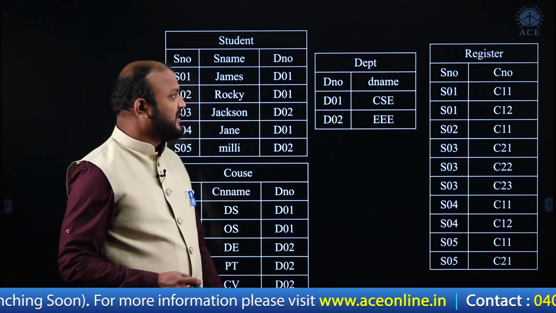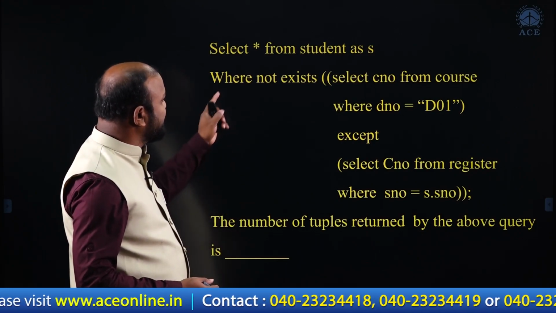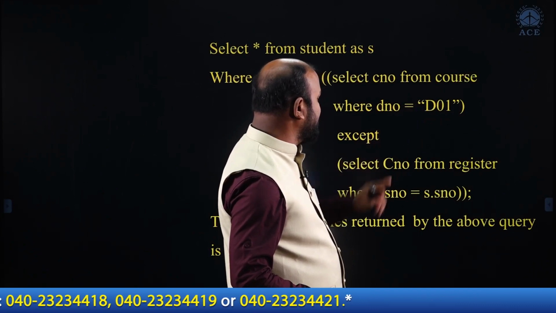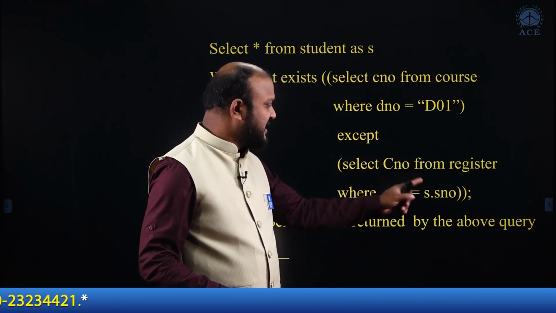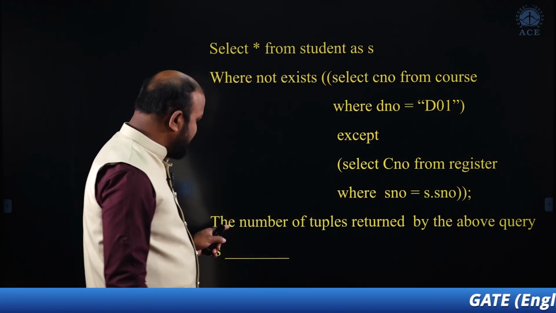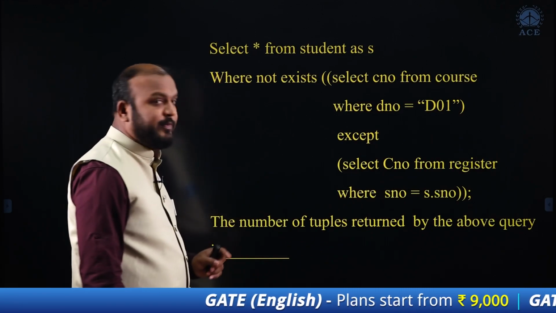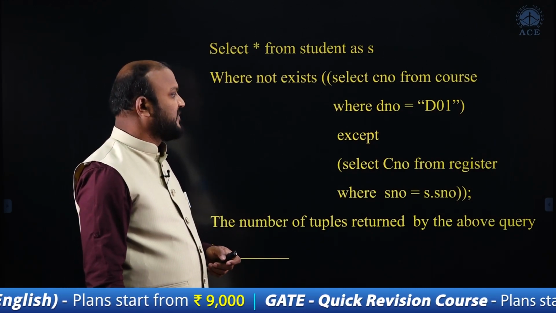4 tables are given. And given a query: select star from student as S where not exists, select C number from course where D number equal D01, except select C number from register where S number equal S dot S number. The question is the number of tuples returned by the above query, a numerical answer type question. How many tuples is the above query going to return?